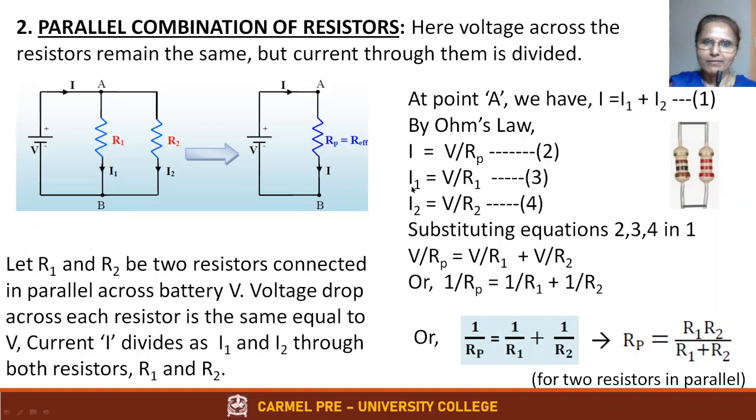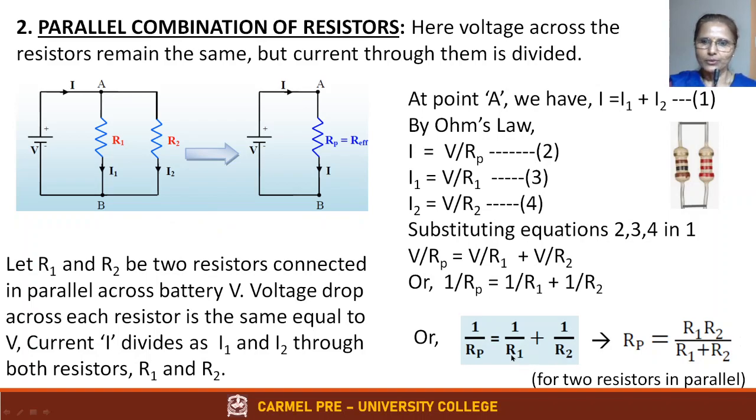Now I1 we have, I2 we have. Can we substitute all these in the first equation? Then what happens? V by Rp is equal to V by R1 plus V by R2. V is there on all terms, so we can cancel them out and write 1 by Rp is equal to 1 by R1 plus 1 by R2. So when they are in parallel, it is reciprocal addition you have to do.